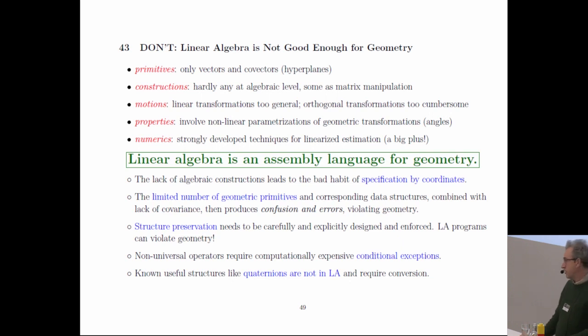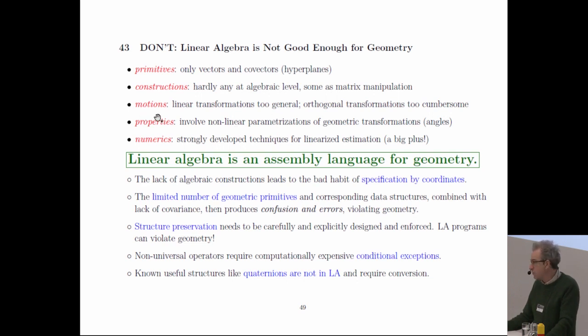Linear algebra is just not good enough for geometry. Right? The primitives are only vectors and hyperplanes. Constructions are not at an algebraic level. There's the meet and the join and all these things. To compute intersections, you have to spell them out, or they are matrices: the column space of the transpose of a matrix of which you have put the contributing vectors as rows, etc. That's not very pleasant, and it involves coordinates.